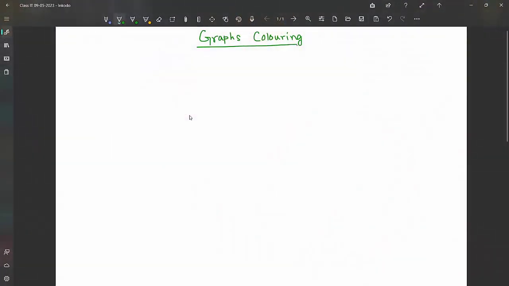This chapter is about graph coloring. Graph coloring means you have to color the vertices of a graph in a way that no two adjacent vertices get the same color. So this is the concept.